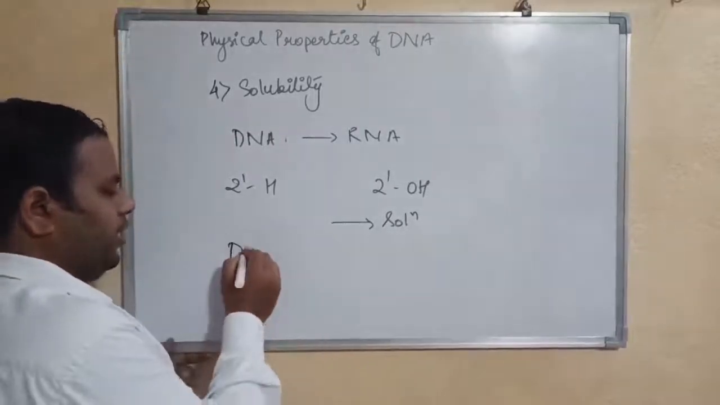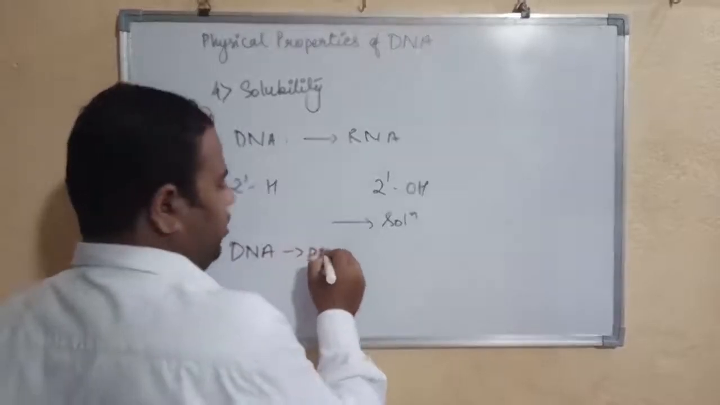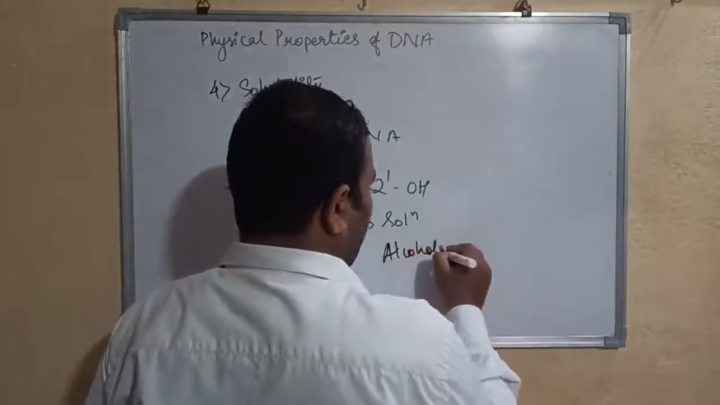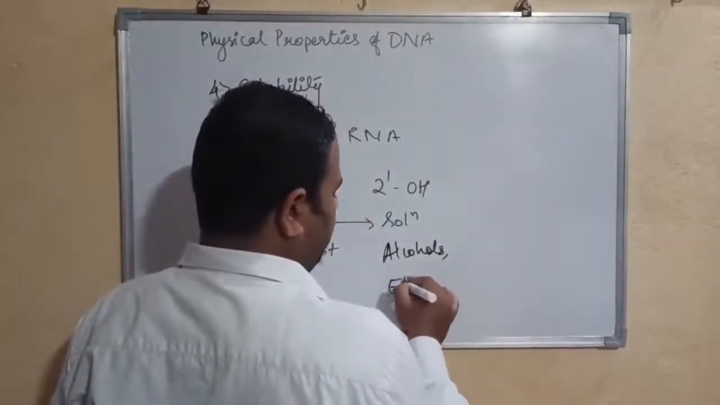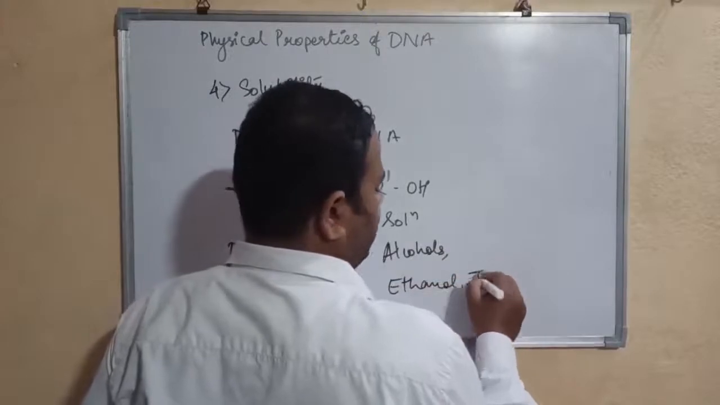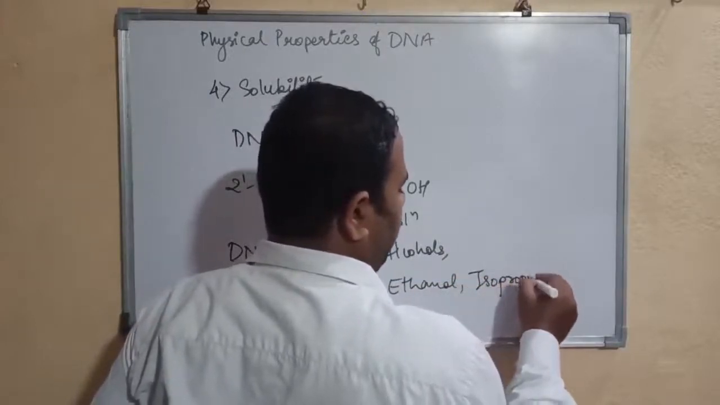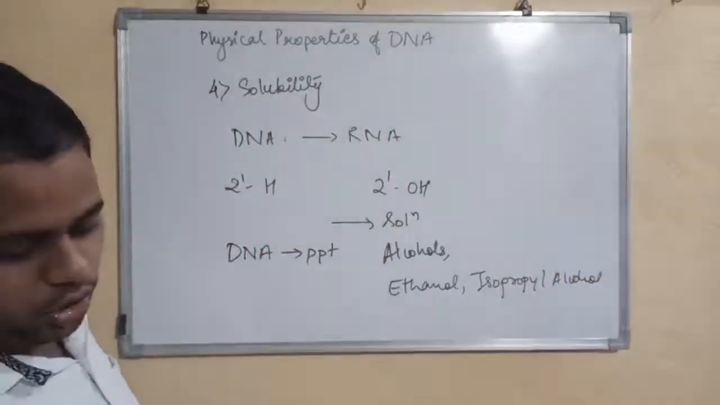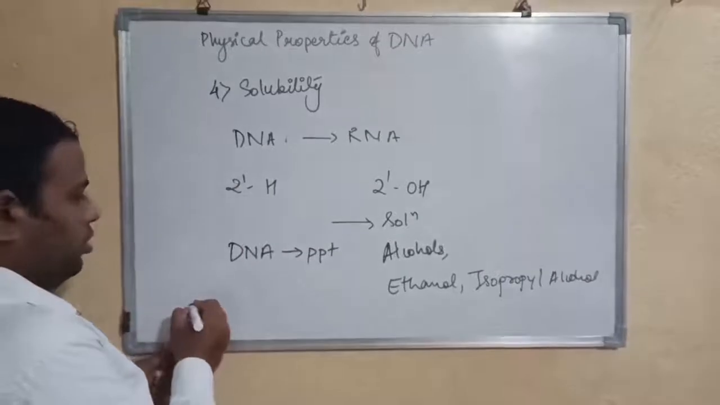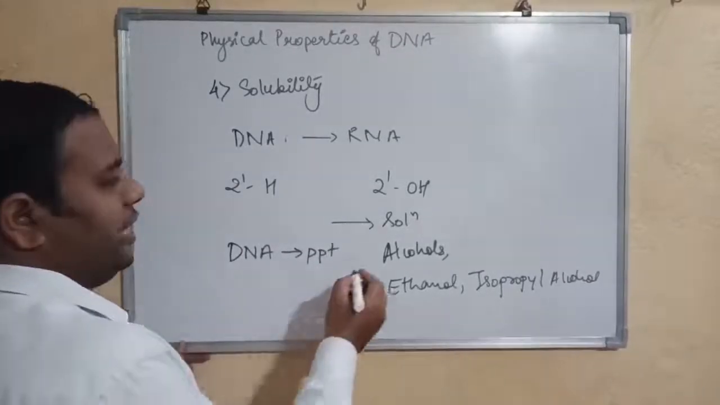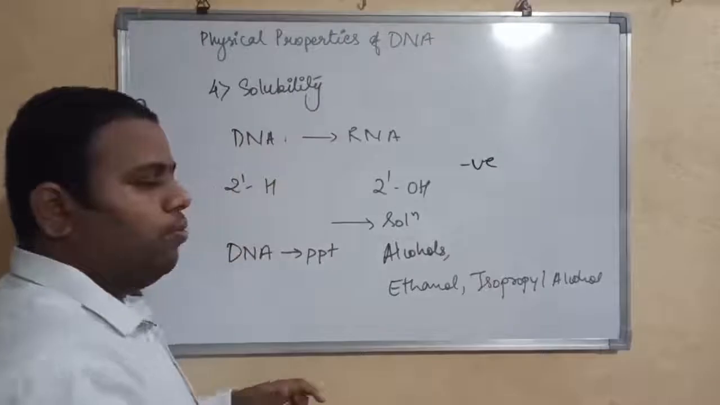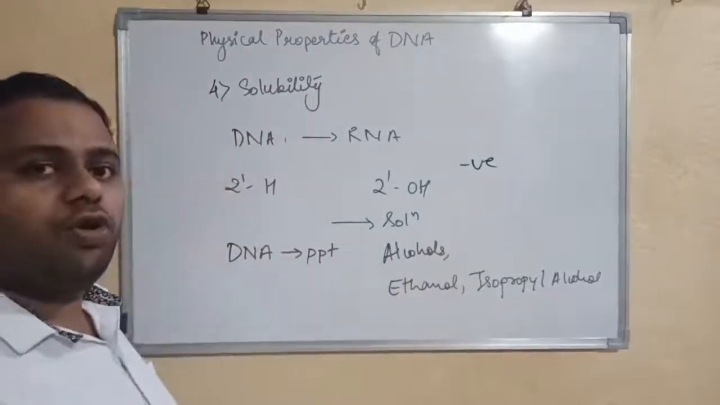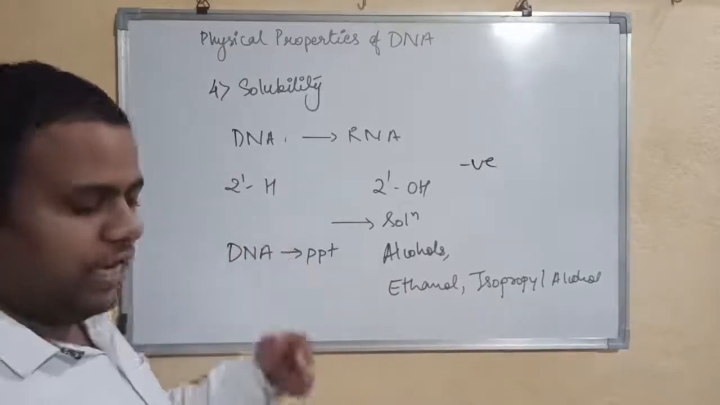And DNA can also be easily precipitated out from that solution using alcohols such as ethanol and isopropyl alcohol, which is therefore generally used in the isolation of DNA. Due to the presence of the phosphate group, the DNA also has a negative charge. So the larger the DNA, the greater the negative charge, as the phosphate groups will increase in that DNA, and therefore the charge will also increase.